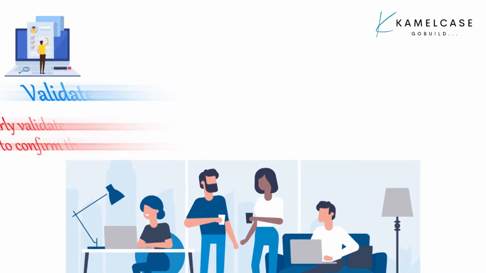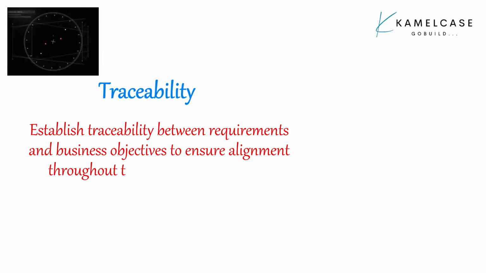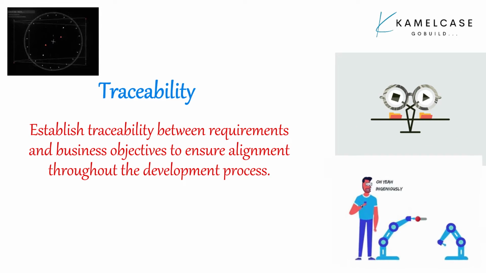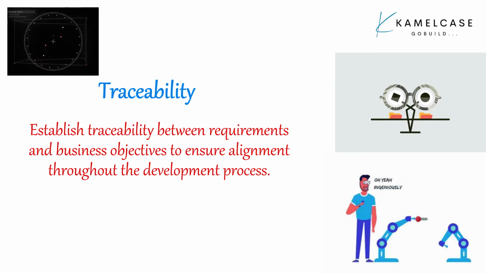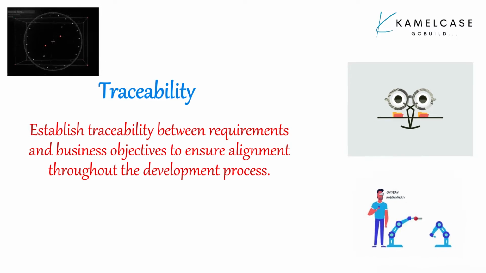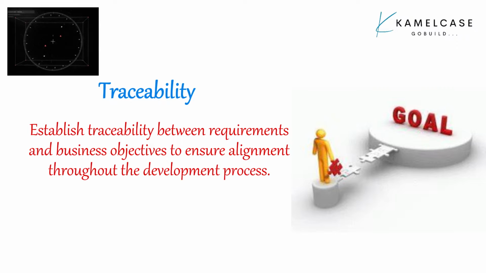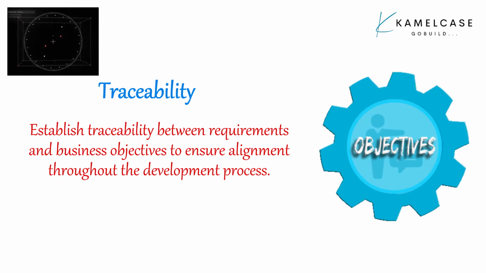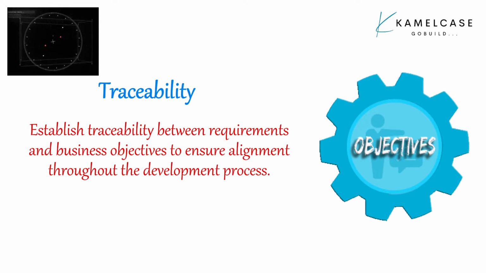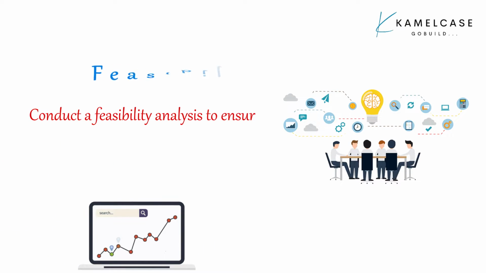Traceability. Establishing traceability between requirements and business objectives is crucial for maintaining alignment throughout the development process. This systematic linkage provides a clear understanding of how each requirement contributes to overarching business goals, aiding decision-making and prioritization. By fostering traceability, teams can enhance transparency, accountability, and ensure that the final product aligns closely with the strategic objectives of the organization. Feasibility analysis.